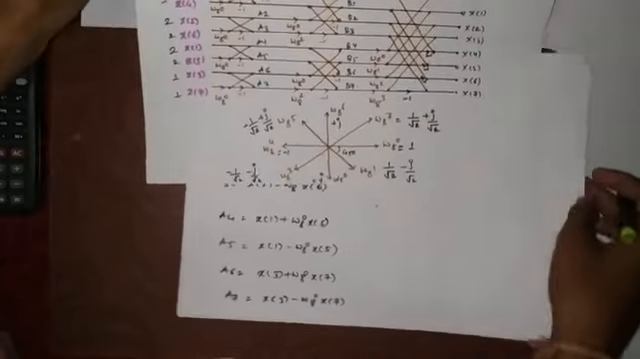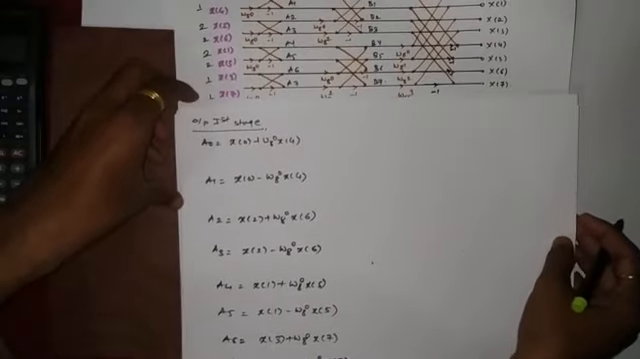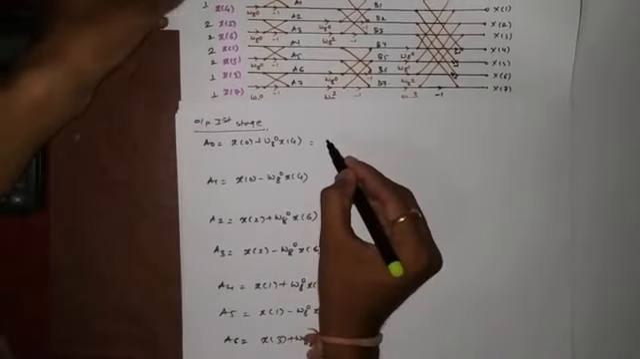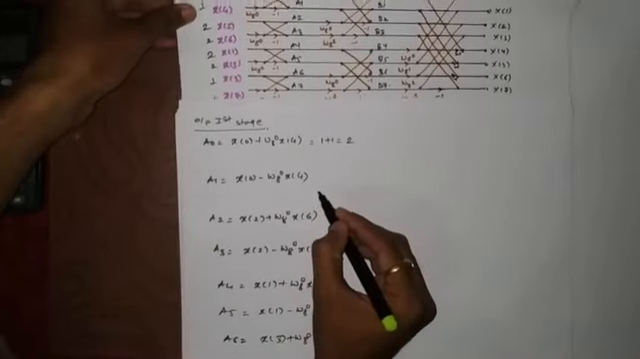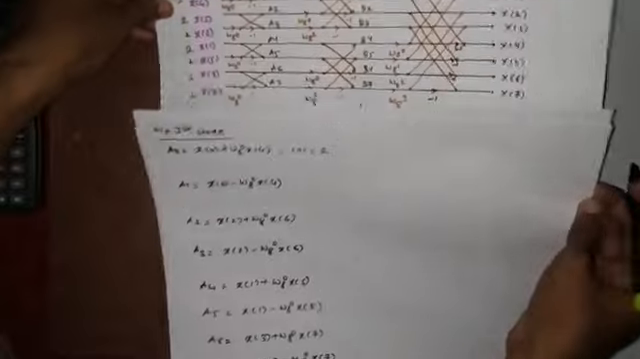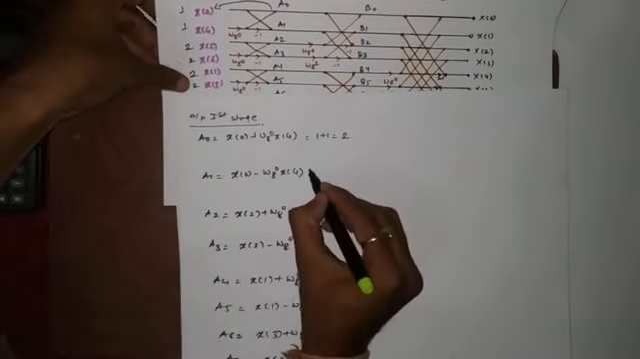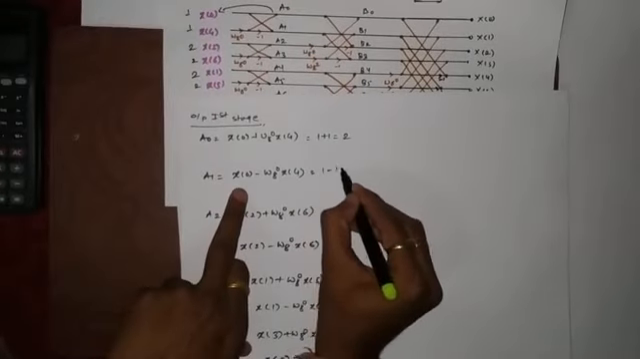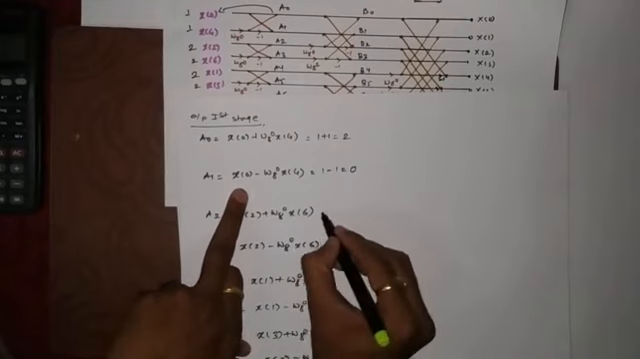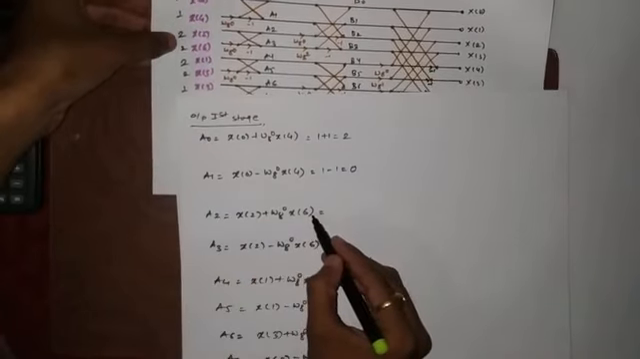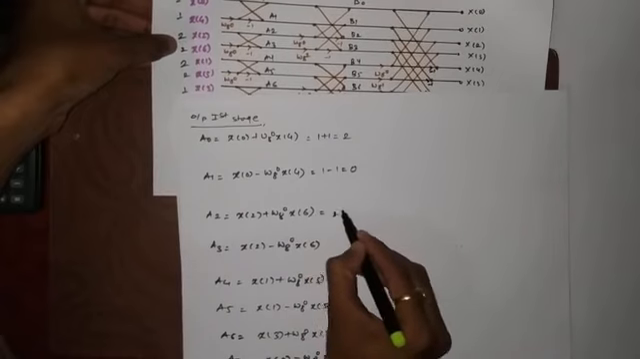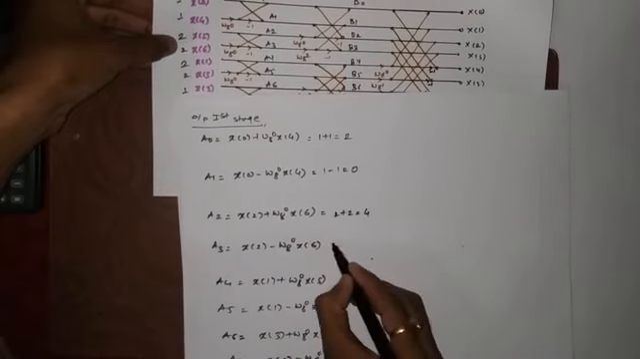Now we'll add them one by one, starting with the first value. x0 plus omega raised to 0 into x4. Both are 1, so 1 plus 1 is going to be 2. Omega raised to 0 will be 1. Next, this is the subtraction of these two terms. 1 minus 1 will be 0. Here, x2 plus x6. You can see both the values are 2. So we'll get 2 plus 2 as 4. Here, 2 minus 2 will be 0.